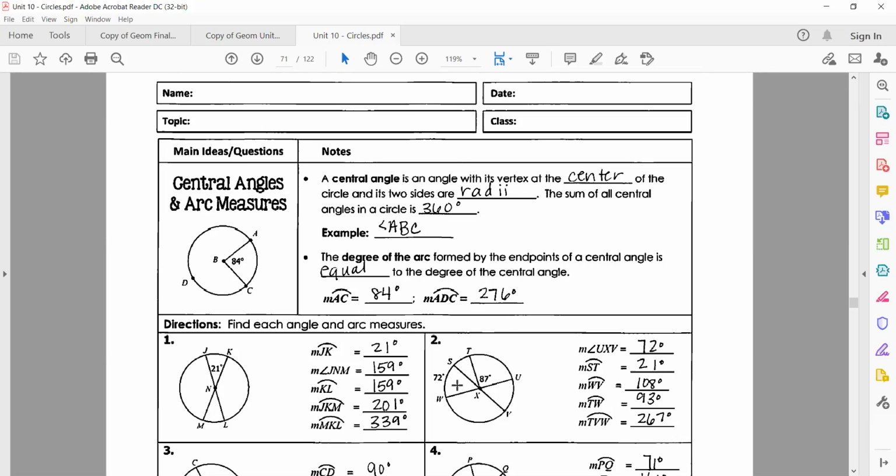So how much is ST? Well, if we take 72 and 87, add those together, that's 159. And so what's left out of 180 is this ST arc, and there it is, 21 degrees.